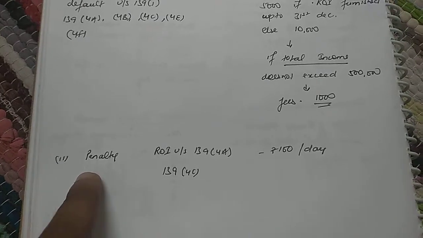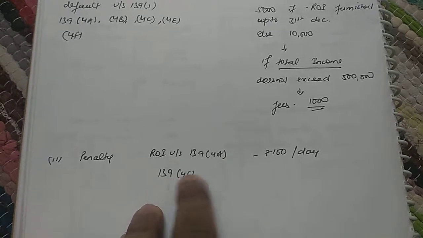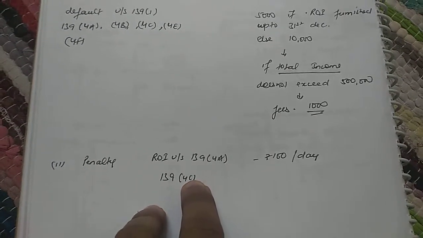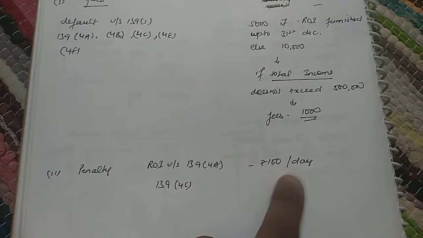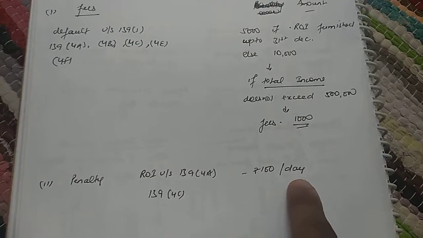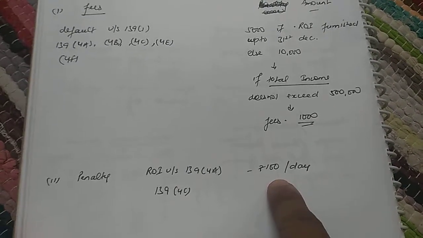If the taxpayer files the return of income under section 139(4)(a) or 139(4)(c), then if there is a default by these taxpayers, there is a penalty of 100 rupees per day till the default continues. They need to pay the penalty to the tax authorities.